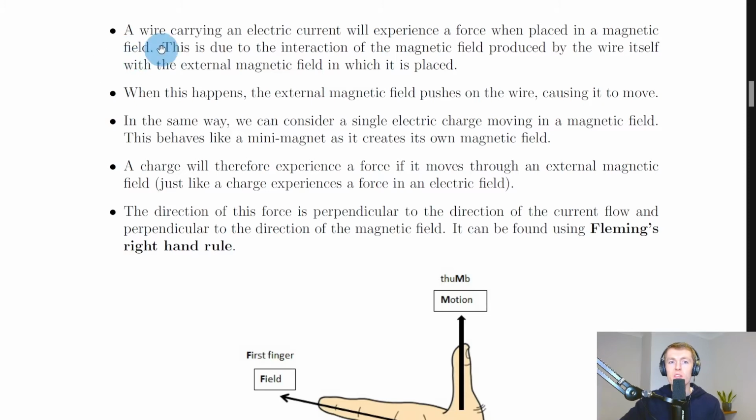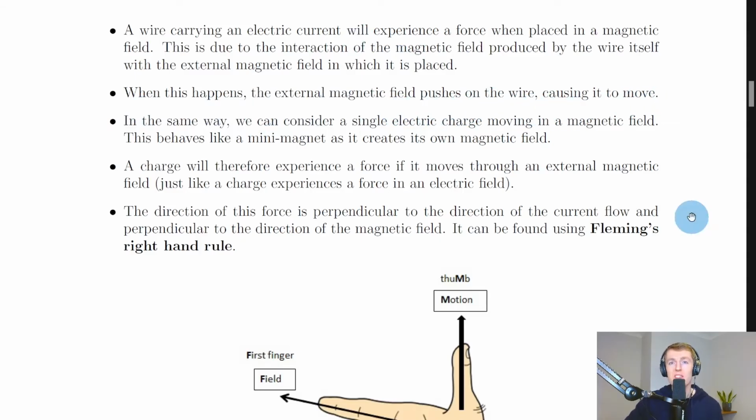Going back to the notes, it says here that a wire carrying an electric current will experience a force when placed in a magnetic field. This is due to the interaction of the magnetic field produced by the wire itself with the external magnetic field in which it is placed. So we've just seen that a current flowing along a wire will produce a circular magnetic field around that wire, and we're then saying if that magnetic field interacts with another magnetic field, then you're going to get a force exerted on the wire. It then says when this happens, the external magnetic field pushes on the wire, causing it to move.